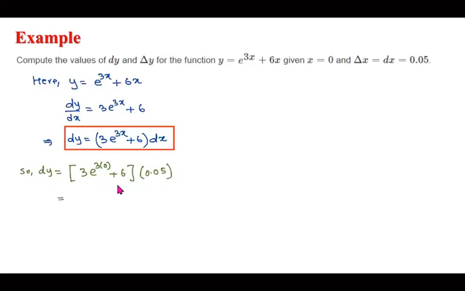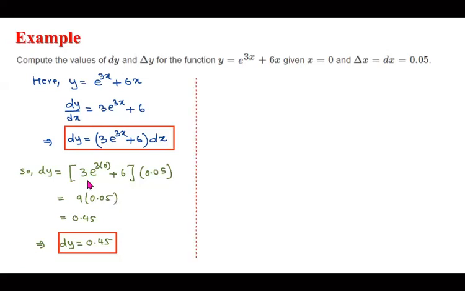And if we simplify this, you can see that e raised to 3 times 0 is e to the 0, which is 1. 1 times 3 is 3. 3 plus 6 is 9. So we get 9 multiplied by 0.05, which is equal to 0.45. Meaning of that is we get dy equal to 0.45. So that is the first part. We are asked to find dy. We got it. Now the next one we want to find is delta y.